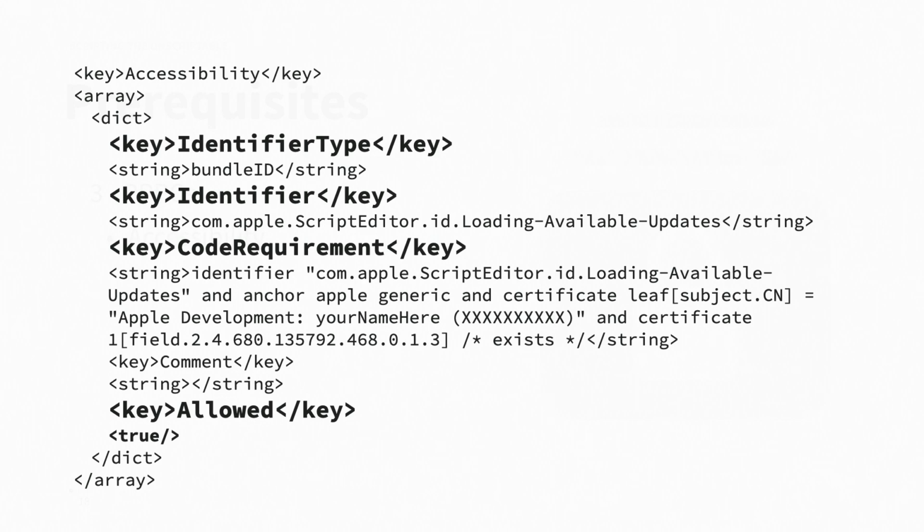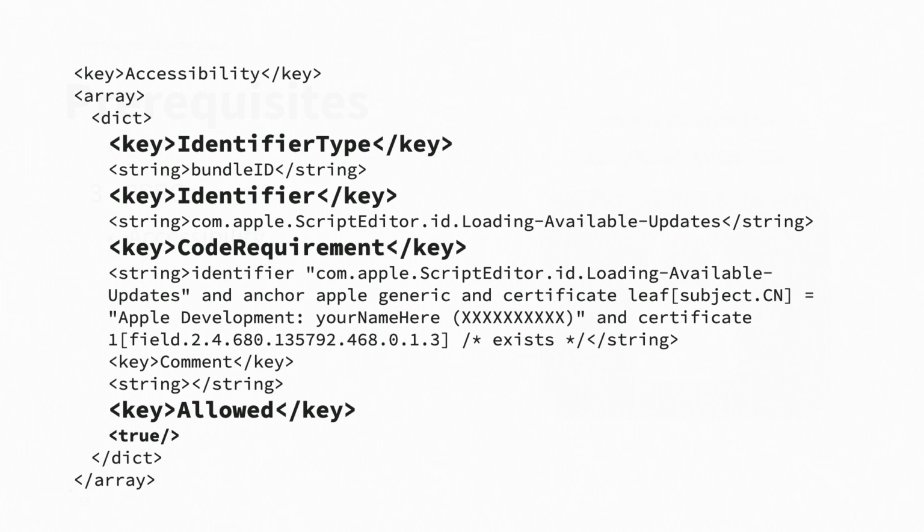The identifier itself, here I'm using an example. This is a script I wrote a while ago called loading available updates. Cool, bundled that up. You have your code requirement, which is those additional details that just really make sure we're talking about the same application, even if there's some duplication in possible identifiers. And we have set the allowed string to true. So we want this thing to be able to do what it needs to do and step in for the user and act.